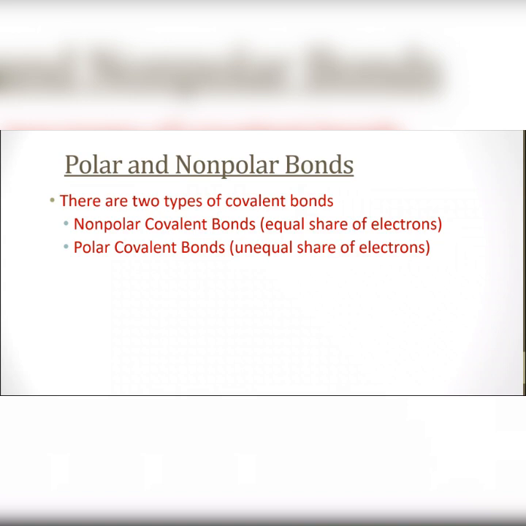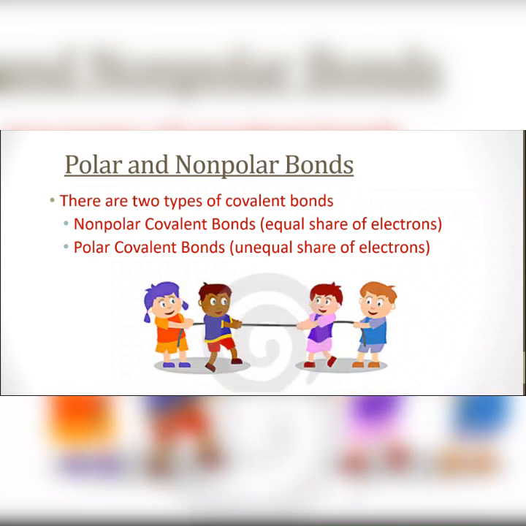Let's look at this picture. See, there is a rope. Two kids are pulling on the right side and two are pulling the same rope from the left side. At both ends of the rope there is equal force. That type of situation is called equal share. If this happens, then we call it nonpolar covalent bonds. Okay?